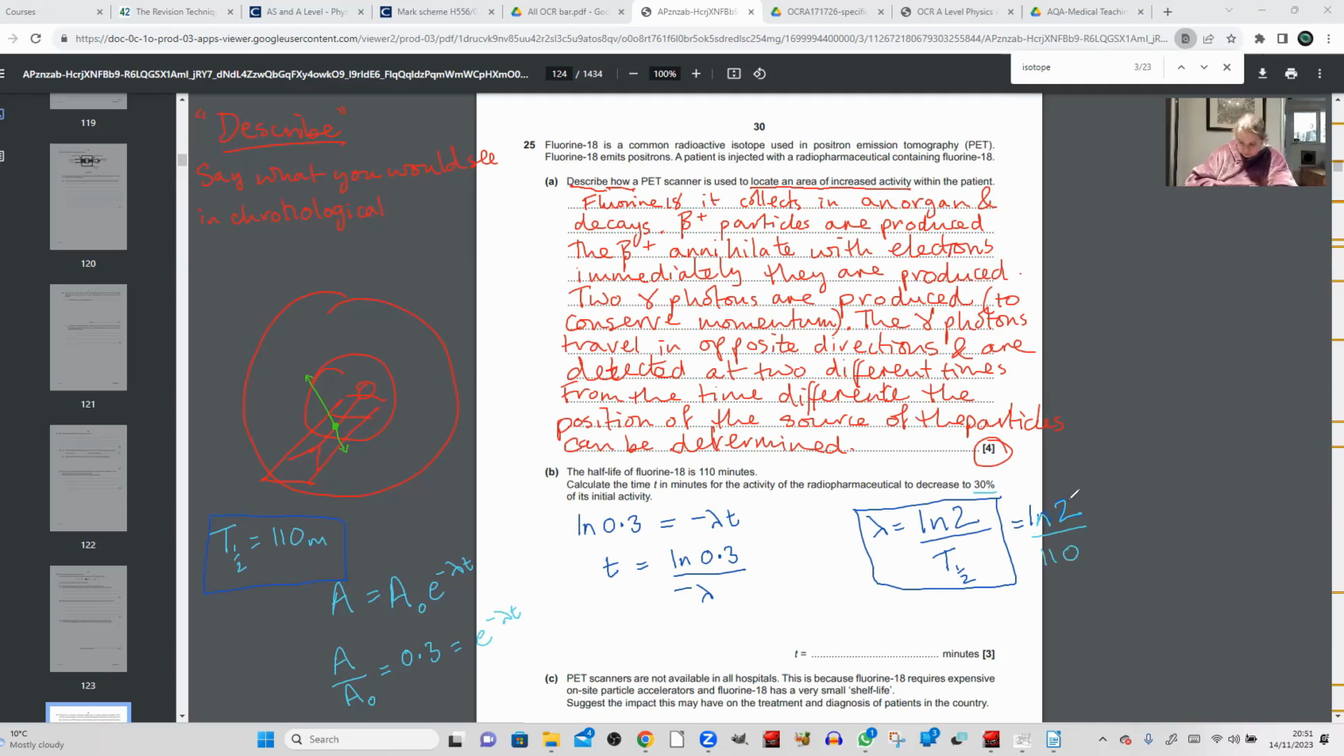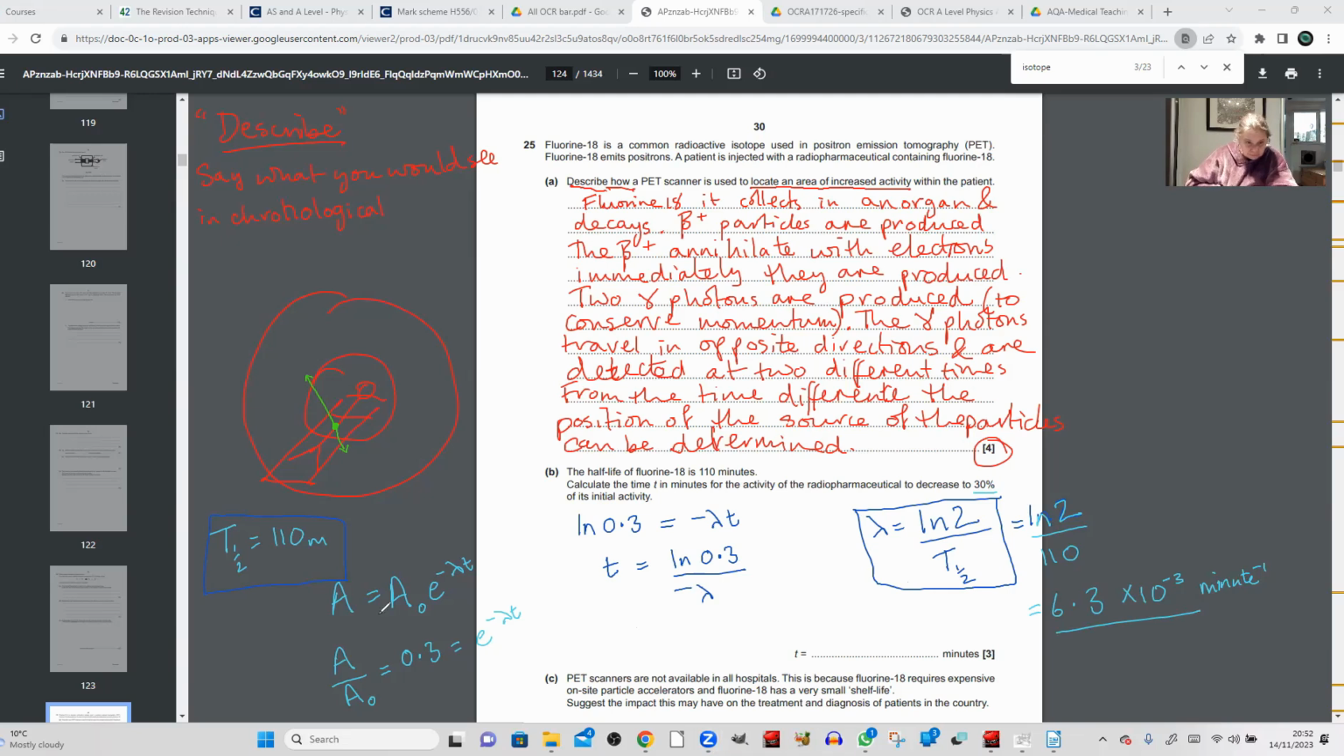Okay, so use my calculator. Log of 2 divided by 110 gives me 6.3 times 10 to the minus 3. This is per minute. Oh dear, I can't do m, can I? That's rubbish. I need to write it like that, to the minus 1. Right, so now I'm going to put that in here.